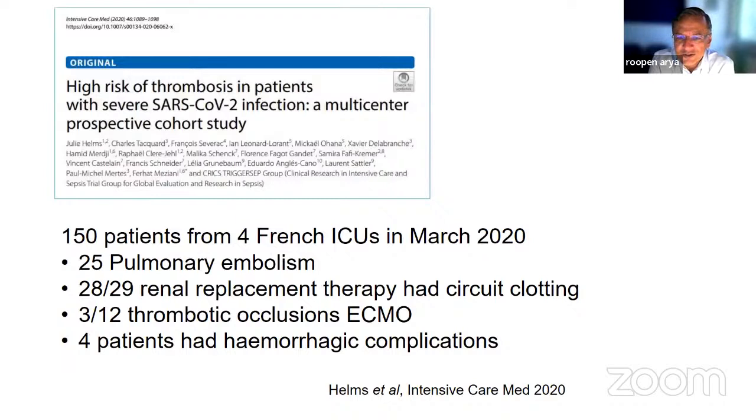About 15-20% of these patients had pulmonary embolism despite the standard use of thromboprophylaxis. Again, virtually all the patients on renal replacement therapy were having issues with clotted circuits. We were getting thrombotic occlusions of ECMO, and a lot of line-related thrombosis as well.